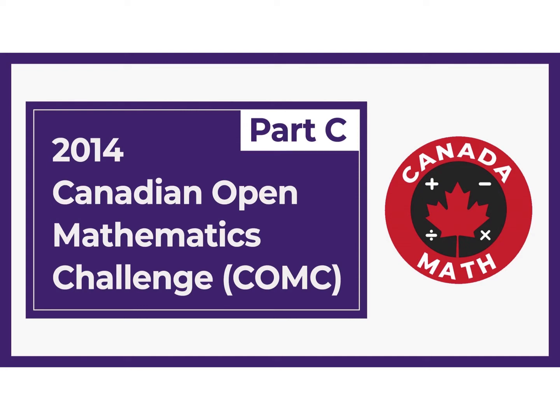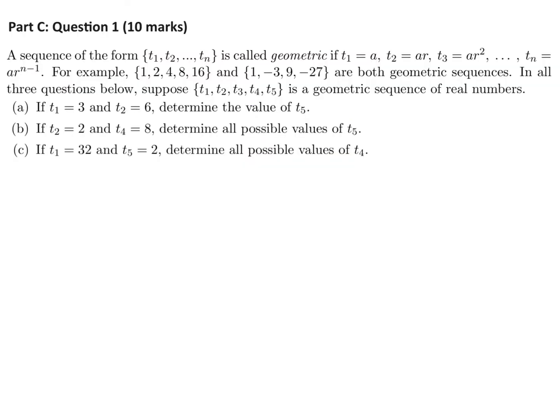2014 Canadian Open Mathematics Challenge, Part C. A sequence of the form T1, T2 to Tn is called geometric if T1 is A, T2 is AR, T3 is AR squared, and so on. For example, 1, 2, 4, 8, 16, and 1, negative 3, 9, negative 27 are both geometric sequences. In all three questions below, suppose T1 through T5 is a geometric sequence of real numbers.